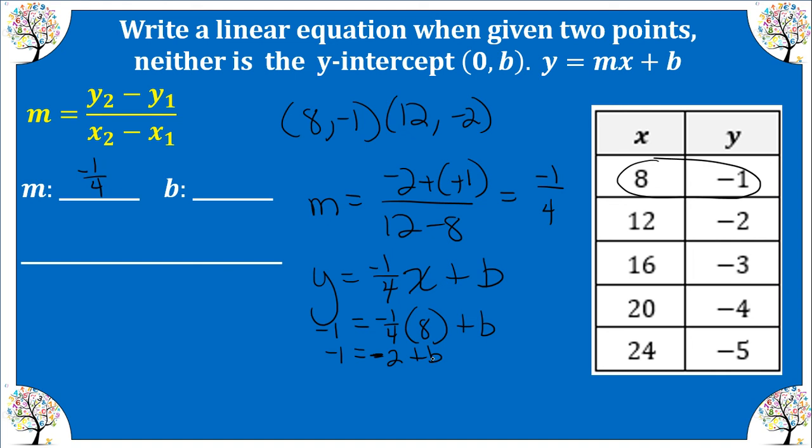Now let's isolate the b. We're going to add 2 to both sides, and b is 1. So at 0, 1, the line crosses on the y-axis. Then we put this together. And I hope this helps.